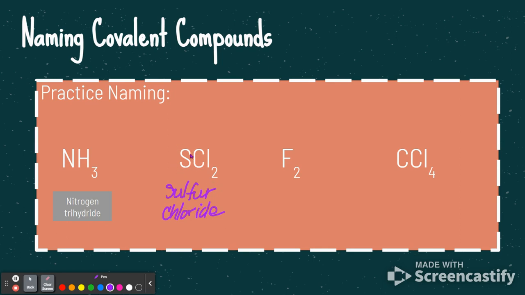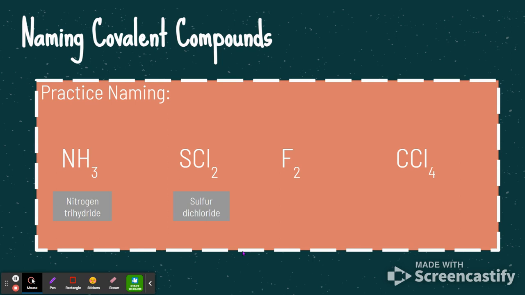And so once again, I'm not going to need that mono in front of sulfur. It's assumed if I don't say it on here. But I am going to recognize that 2 on chlorine, and so we're going to call this dichloride. Sulfur dichloride on that particular one. Hopefully you guys are seeing that these are pretty easy in comparison to what we were doing in the ionic unit before.